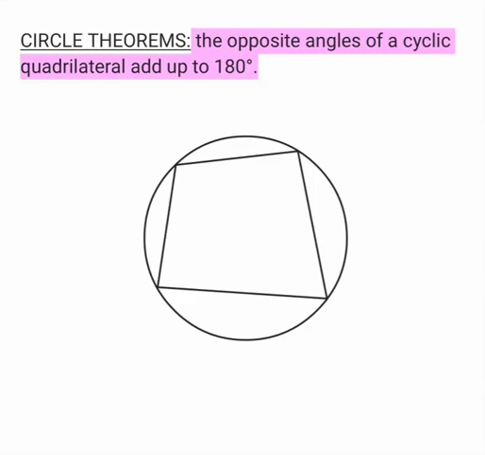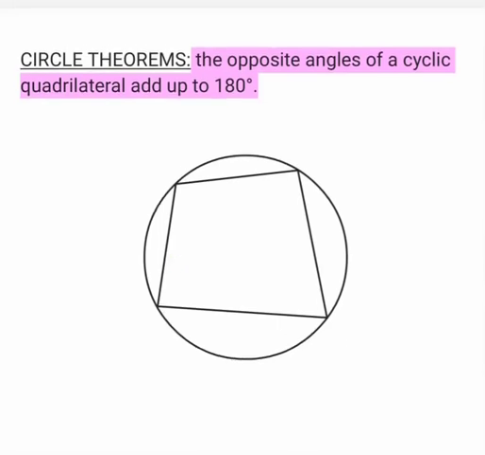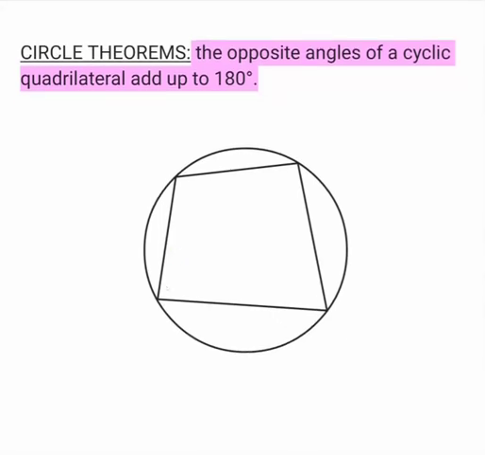In other words, I'm talking about if this angle right here is x, and that angle right there is y, these are the two diagonally opposite angles. So I could say in my diagram, x plus y is equal to 180 degrees. That's exactly what we mean by this theorem. The opposite angles add up to 180.